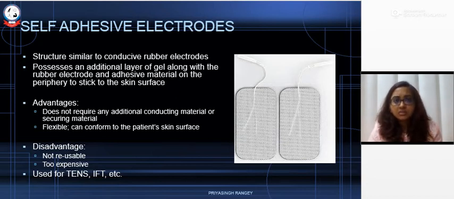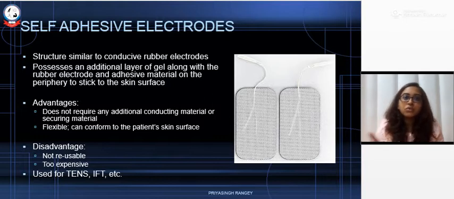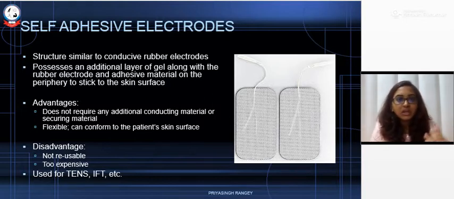Right now in the market we have some kinds of self-adhesive electrodes that can be reused, but it is not for repetitive usage. You can use it only for a limited number of uses and then you have to throw it away. Whereas when using rubber electrodes or metal electrodes or vacuum electrodes, you can use them till the time they break. So that is not the case with self-adhesive electrodes.